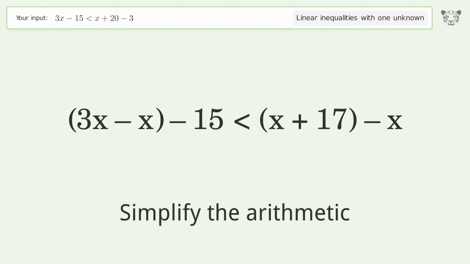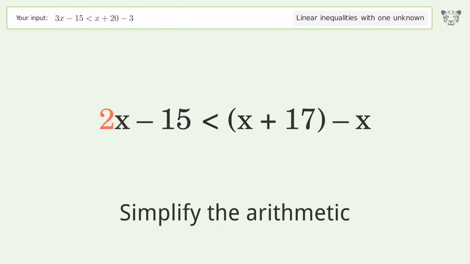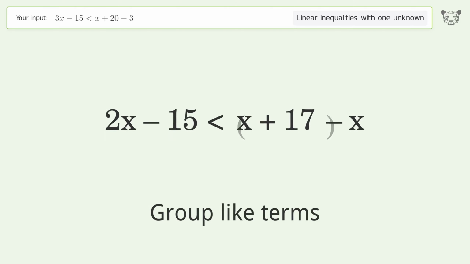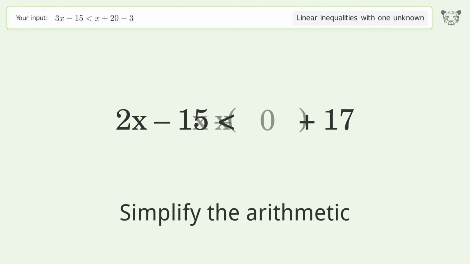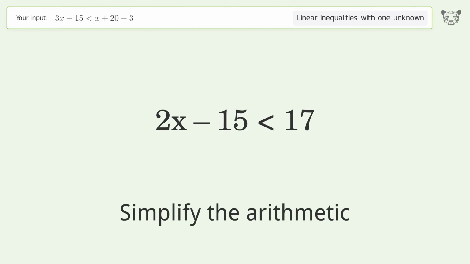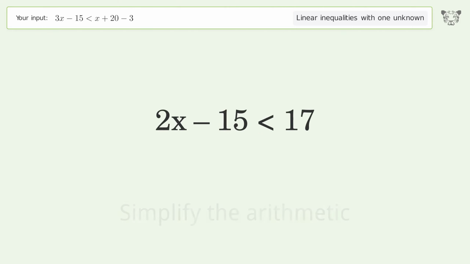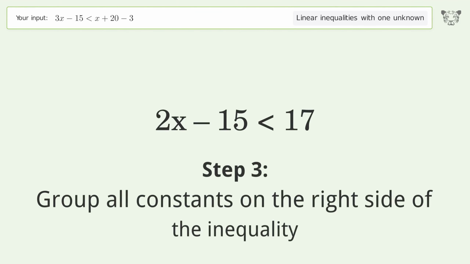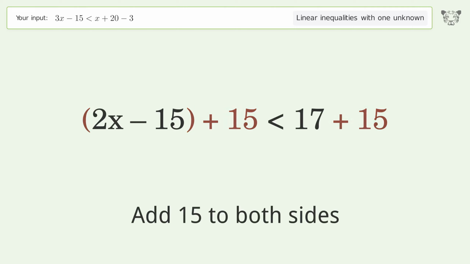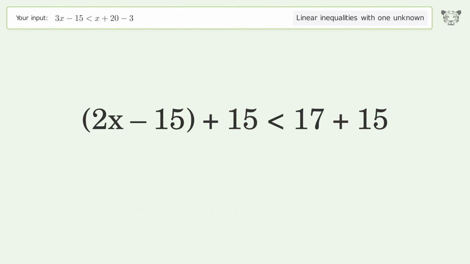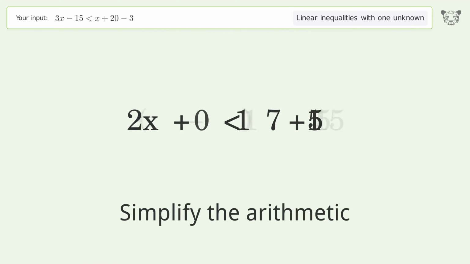Simplify the arithmetic. Group like terms. Simplify the arithmetic. Group all constants on the right side of the inequality. Add 15 to both sides. Simplify the arithmetic.